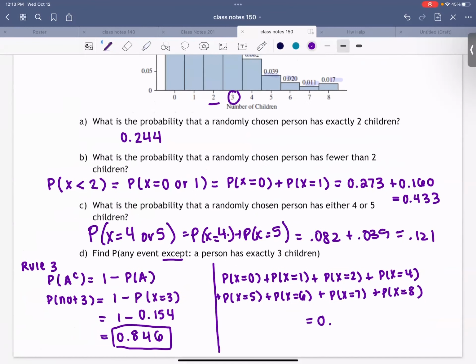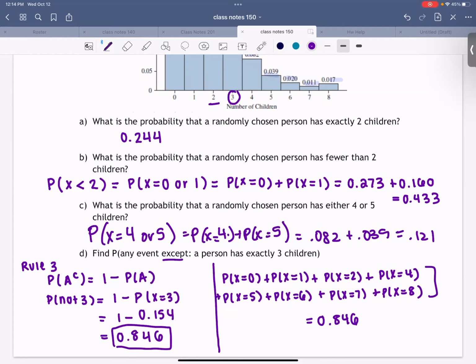Yeah. Yep. So there's actually 2 different ways to solve this. You can either use the complement rule, or you can add together everything but 3. Now, in my opinion, I think the complement rule is a little bit easier just because you don't have to do all that typing in your calculator. But if you feel more comfortable doing the right-hand side, that's good with me too. All right.